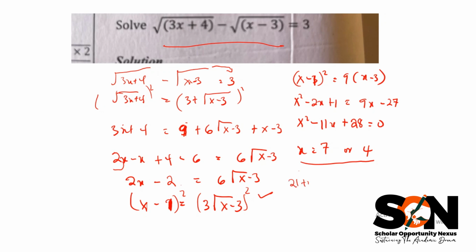21 plus 4, that's 25. So that will give us 5 minus 2, which is equal to 3. So 7 satisfied. If you substitute 4 inside, we'll get 12 plus this 16. That's 4 minus 1. Yeah. So they both satisfy. So x is equal to 7 or x is equal to 4. They both satisfy. So they are correct. You can use them.